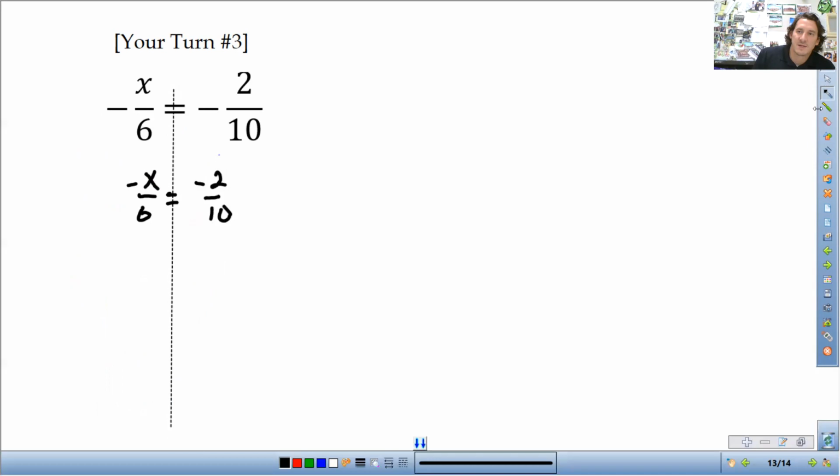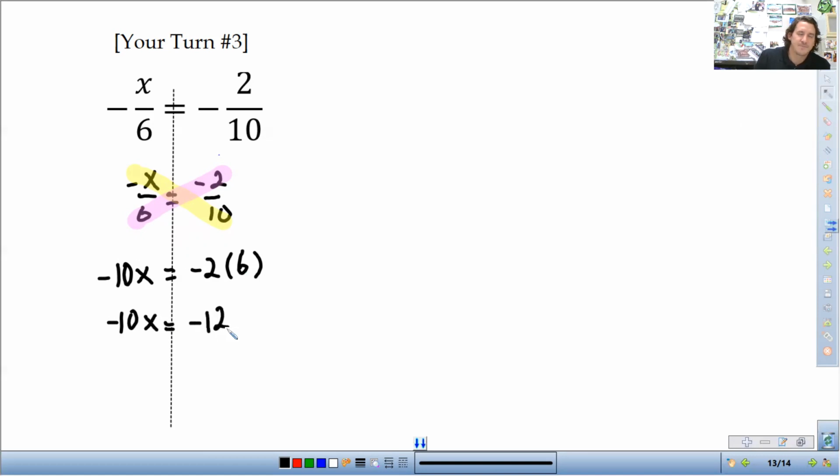Then I'm going to cross multiply, so it's going to be negative x times 10 on one side, negative 2 times 6 on the other. Negative x times 10 is just negative 10x. And then negative 2 times 6 on the other side. Negative 2 times 6 is negative 12. And then I'm going to divide both sides by negative 10.